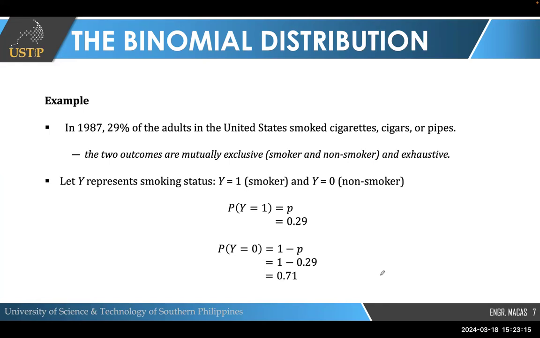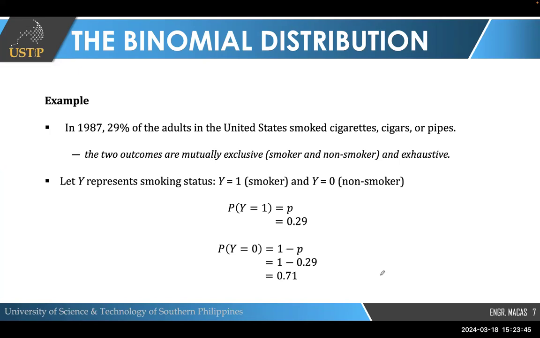So suppose this data is from 1987 in the United States. They found out that 29% of the adults smoke cigarettes, cigars, or pipes. Okay? But it doesn't matter what they smoke, as long as they smoke. So the problem describes that the outcomes are mutually exclusive. So, only smoker and non-smoker. You cannot be a smoker and a non-smoker at the same time. So it's only one. Okay?